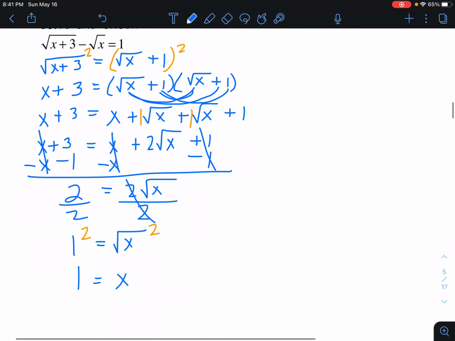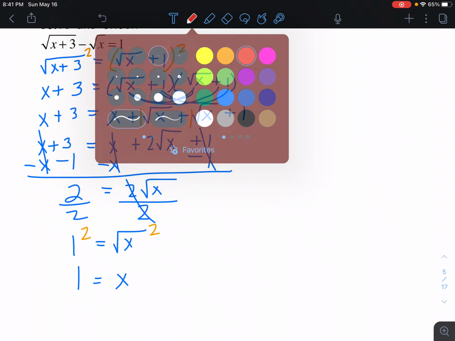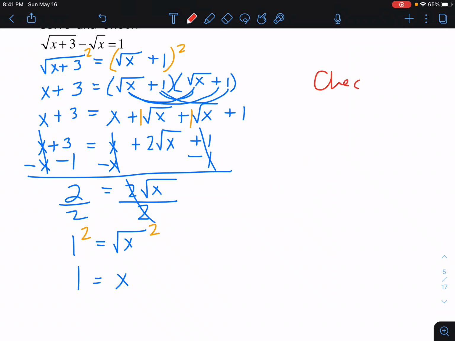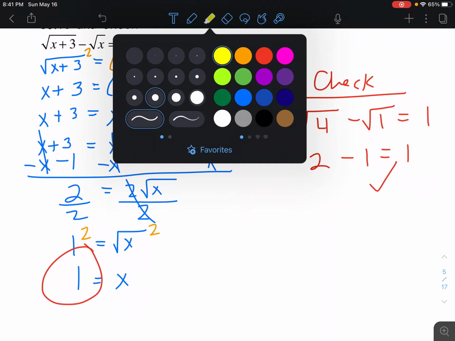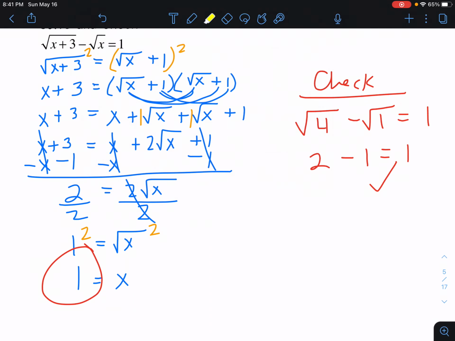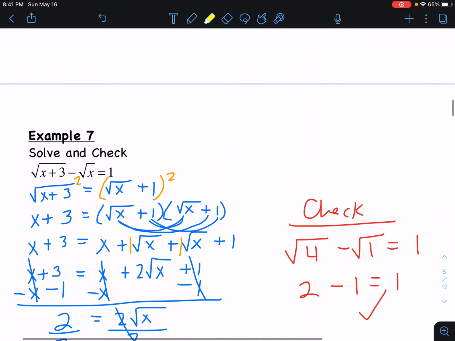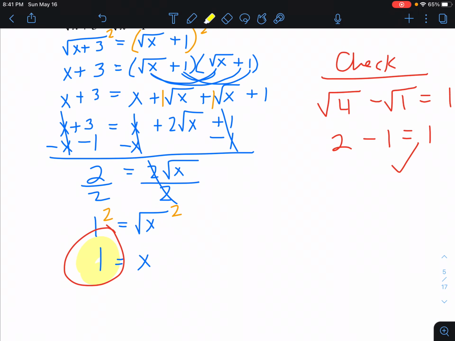Now let's check our solution to see if 1 is an actual solution. So the square root of 1 plus 3 is 4, minus square root of 1 equals 1. Square root of 4 is 2, minus square root of 1 is 1, and 2 minus 1 is 1, so 1 is our answer. So make sure that when you are doing your homework assignment, I see those checks on the side as well.